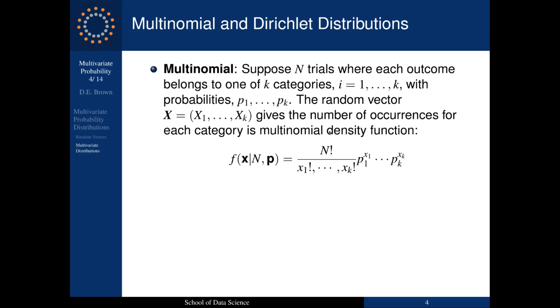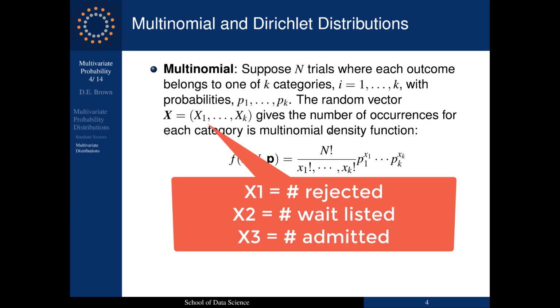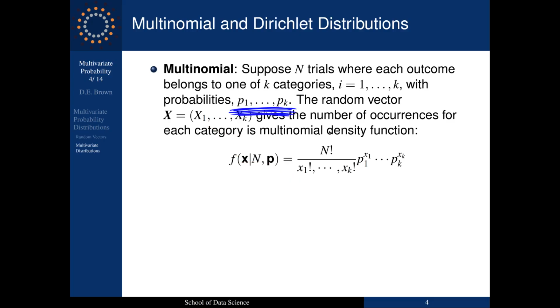So what the multinomial does is it looks at this random vector x, where each component of x represents the number of occurrences in that particular category. So again, if we think of our admissions, we could say X1 represents the number of people who were rejected, X2 represents the people on the wait list, and X3 represents the number of people who were accepted. And there's a probability associated with each of those outcomes. So what the multinomial gives you is the number of occurrences in each one of those categories for n trials.